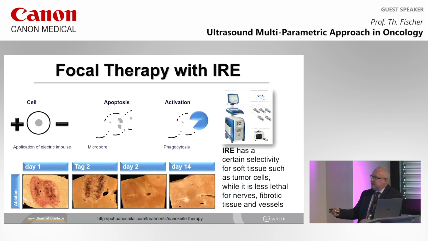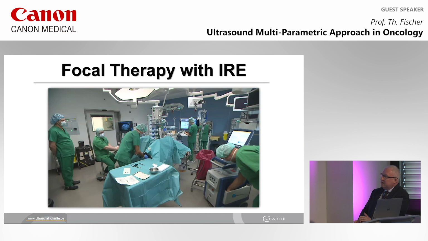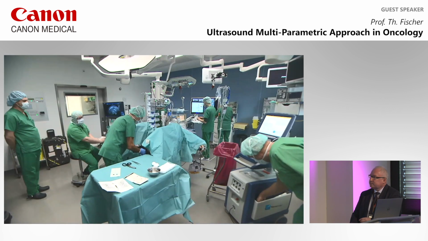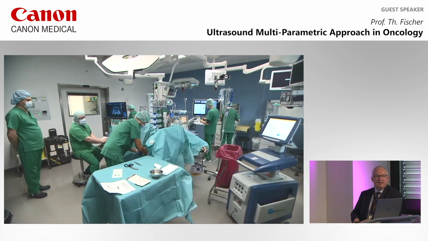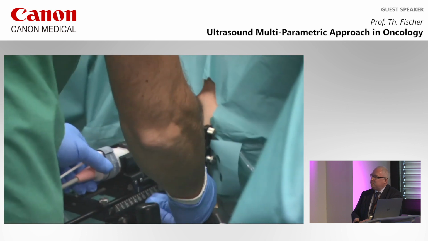That's why we can say we have to use this, because we have a certain selectivity for soft tissues such as tumor cells, while it is least lethal for nerves, fibrotic tissue, and vessels. That's why we're focusing on this topic for prostate. And this is a short video clip of how this works. By the way, many thanks to Nadim from Canon. He's very, very helpful for this purpose.